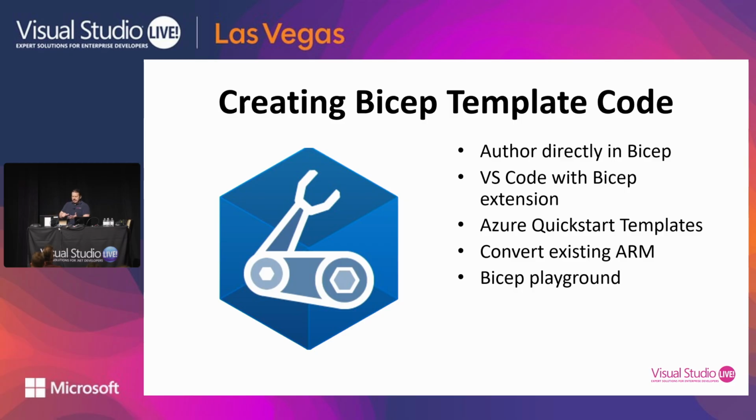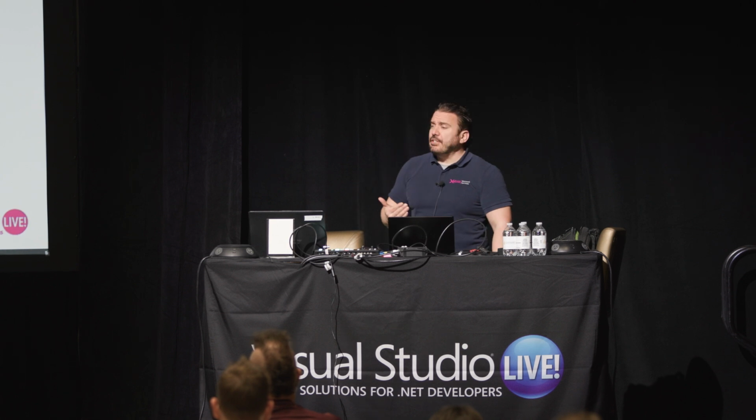Again, today's not about ARM versus Bicep versus Terraform. It's just understanding that this can be done. And actually what ends up happening is, and I'll show the command, you transpile Bicep into the ARM templates that will ultimately get used by the Azure Resource Manager to provision those assets in there.